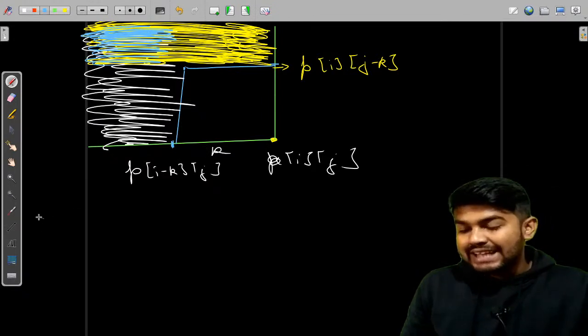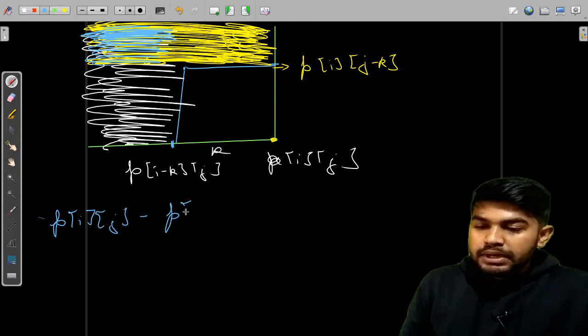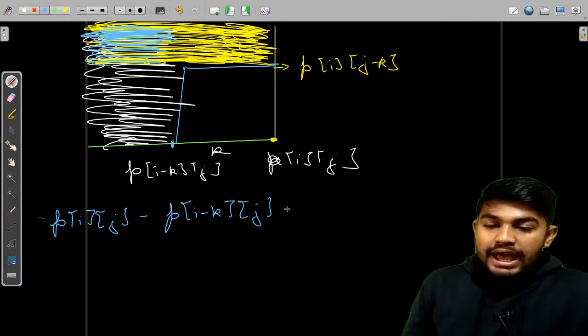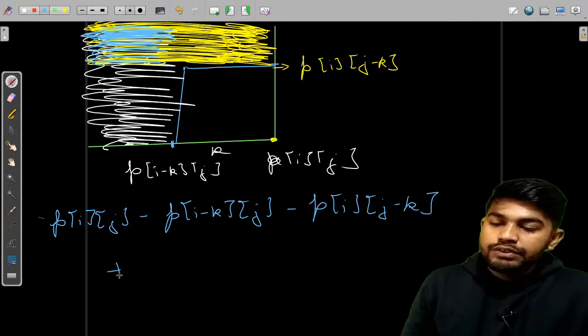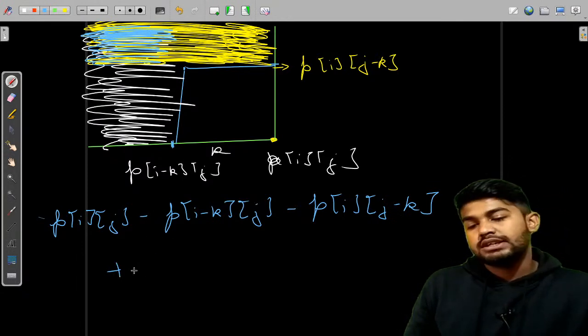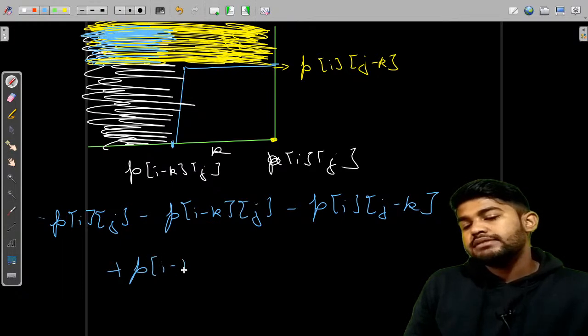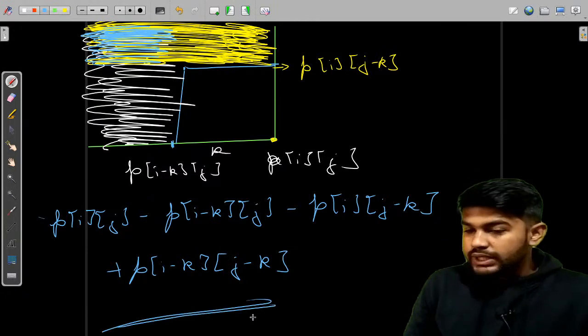it can be written like this: P of i, j minus P of i minus k comma j, and minus P of i and j minus k, and we would add what? P of i minus k and j minus k. Okay, we can do that.